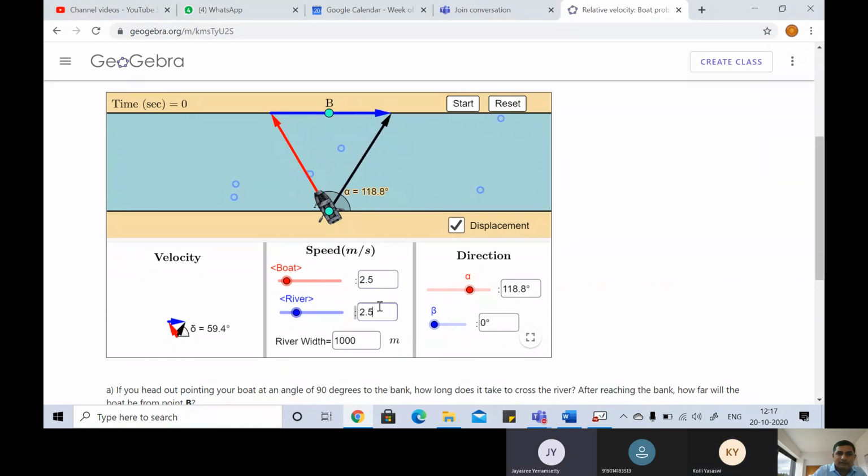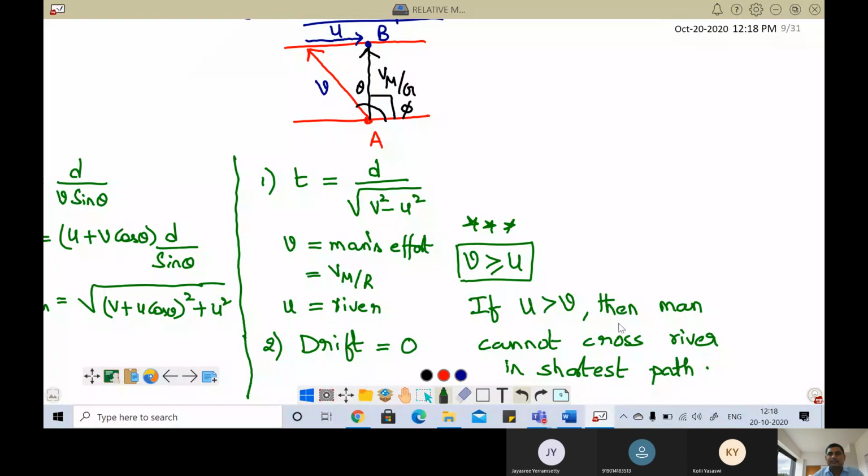River 5. Okay. Now see here. Did he reach B? No, sir, he cannot reach. Are you understanding? You understood? So this is a very important point. It will come in the exam also. Any exam, this point is very important. If a man wants to cross the river in the shortest path, the condition is his effort V should be greater than or equal to the river's effort.